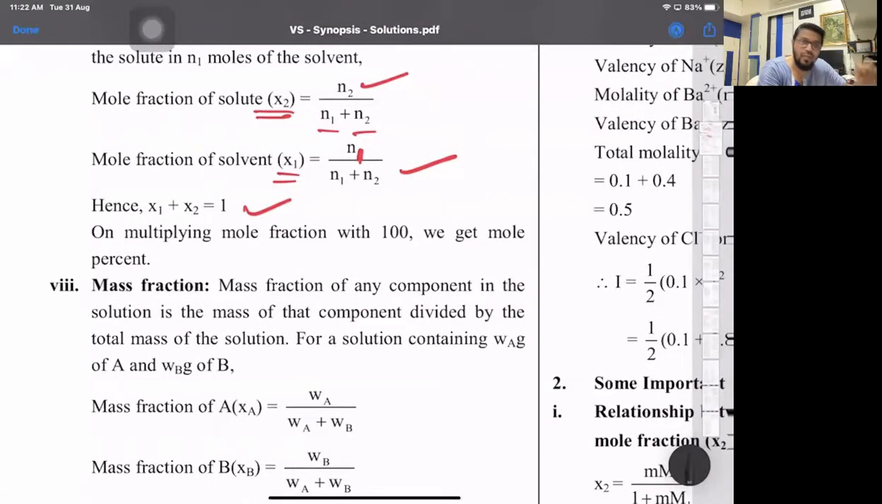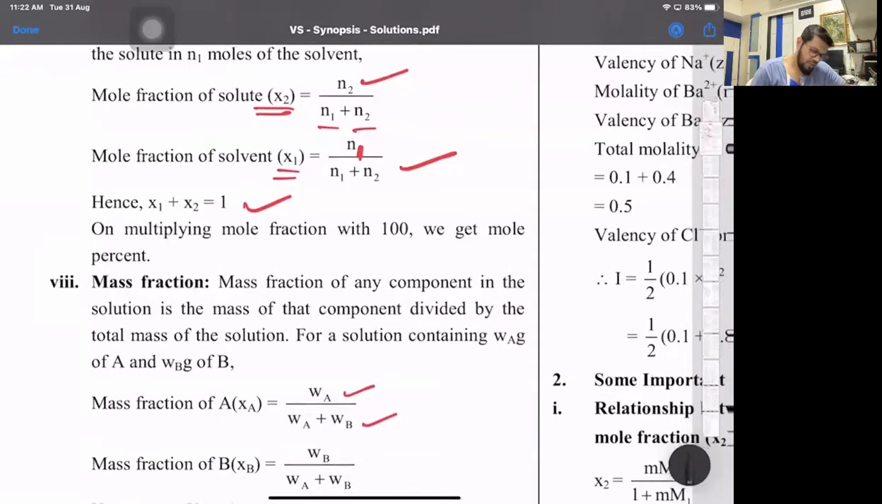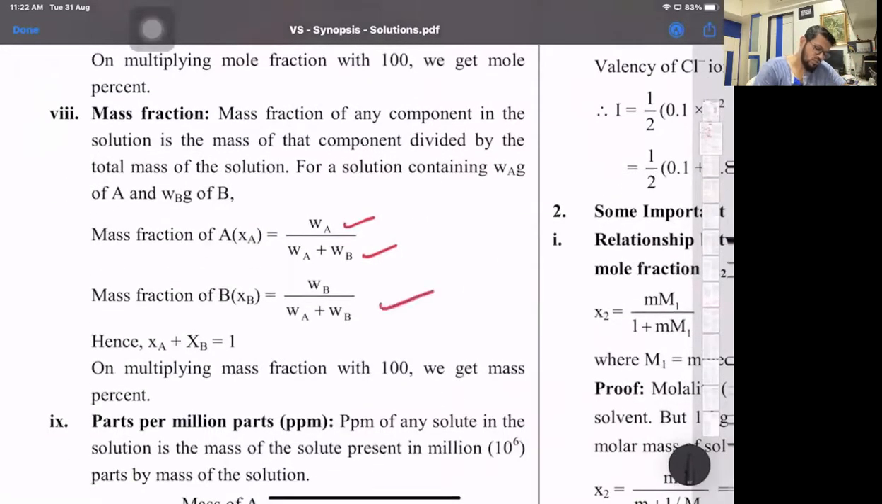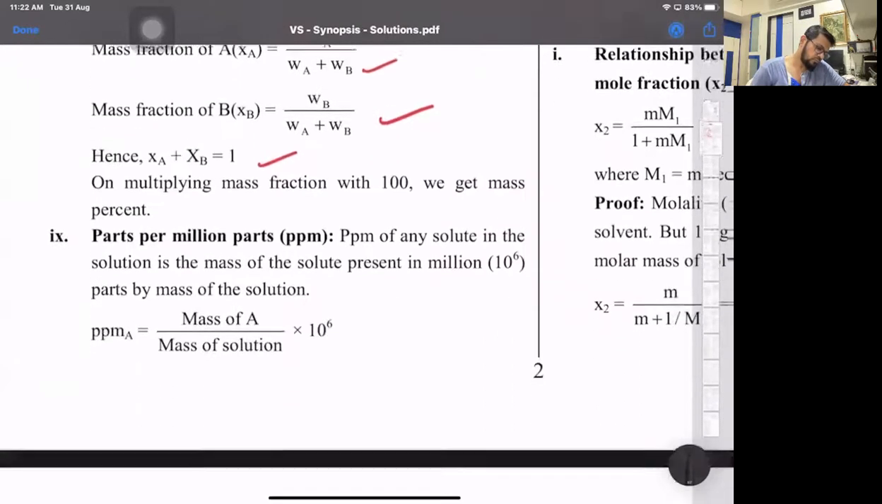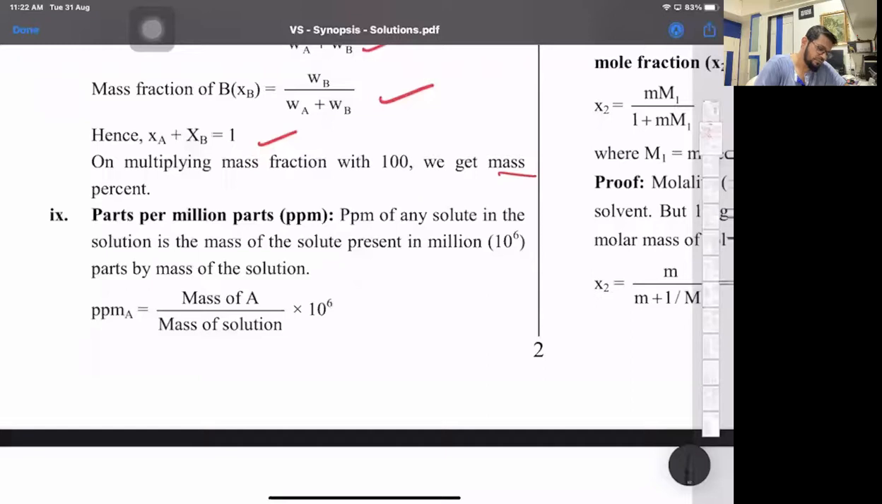Mass fraction is basically what we call W by W. So the mass fraction of A is the weight of A upon the weight of solute plus solvent, and the same way for mass fraction of B. Mass fraction is like mole fraction only; rather than the fraction of moles, we take the fraction of mass. And when I take the mass fraction in percentage, that becomes W by W, that's mass percent.